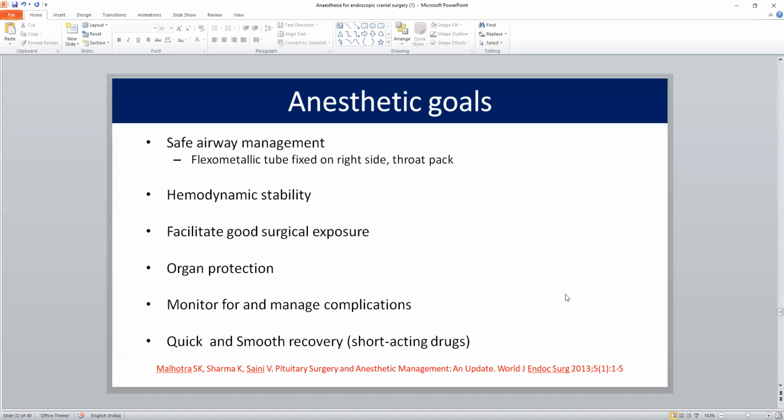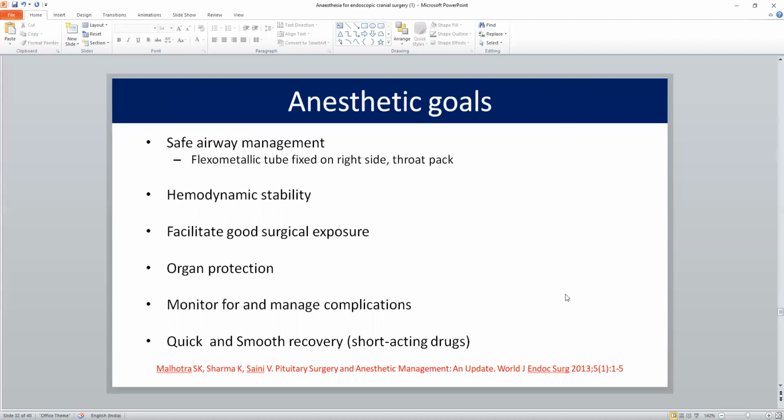Organ protection becomes important, and this includes renal function, hepatic function, cardiovascular system, and respiratory system as well, and brain protection, of course. Monitor for and manage complications. As I mentioned in the previous slide, there can be a sudden rent in the ICA. You need to lower the blood pressure, facilitate packing, facilitate transfer to the cath lab, perform the procedure in the cath lab, and bring back the patient to the ICU. So these are some of the things which the anesthesiologist will have to coordinate with the surgeon.